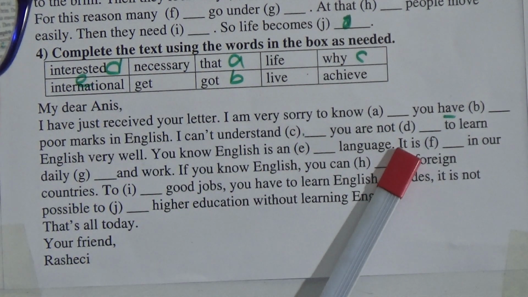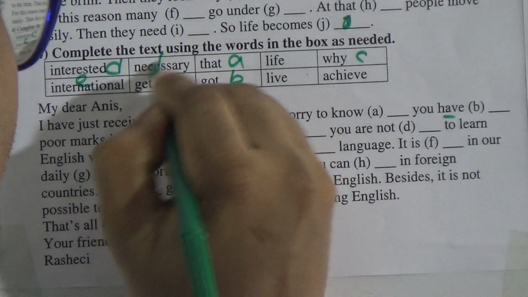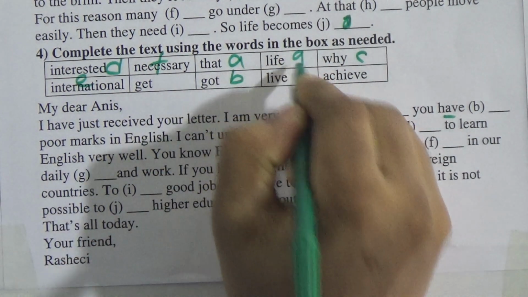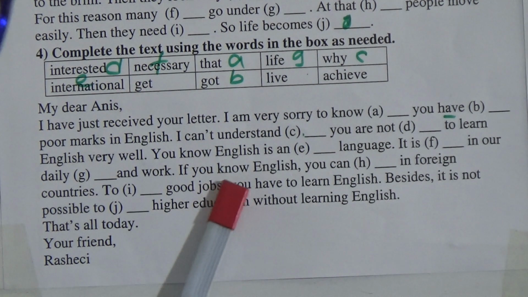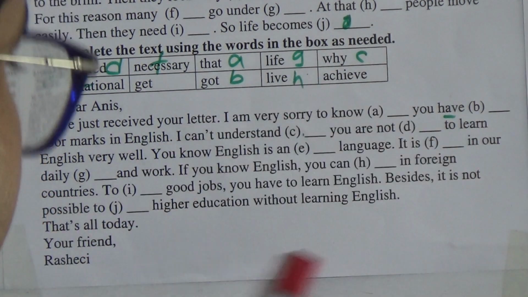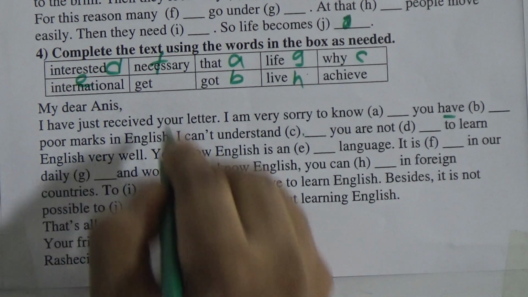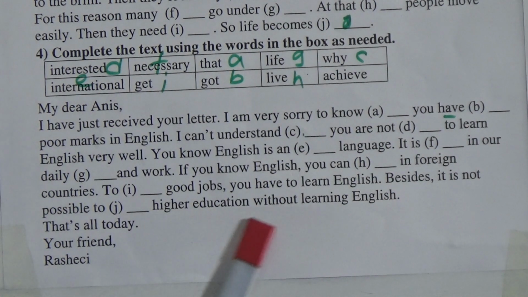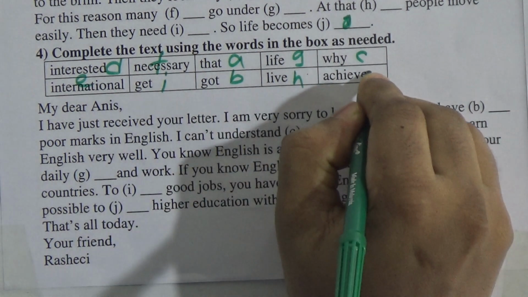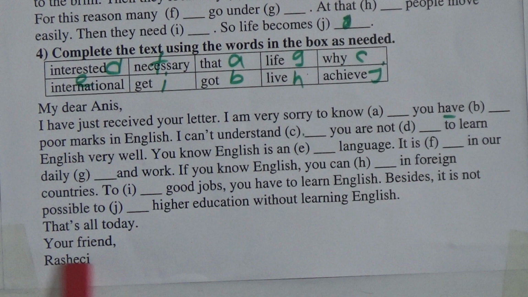It is dash in our daily, so it is necessary, number F, it is necessary in our daily life. Number G will be life and work. If you know English, you can dash, so you can live. Number A, you can live in foreign countries. To dash good jobs, so to get good jobs, number I, get good jobs, you have to learn English. Besides, it is not possible to achieve, number J, achieve higher educations without learning English. That's all today, your friend Rashid.